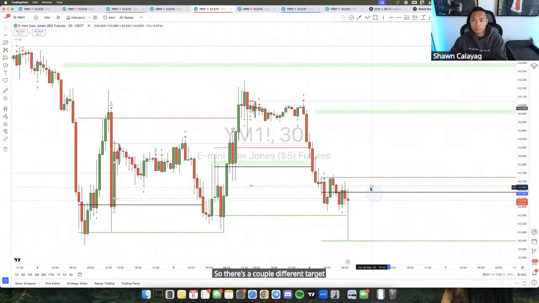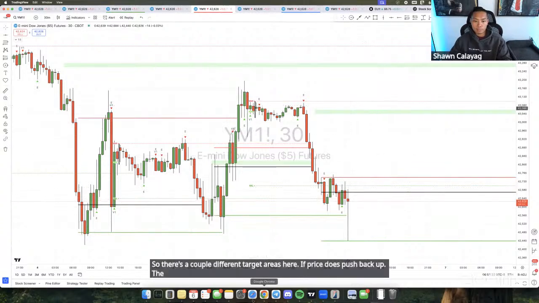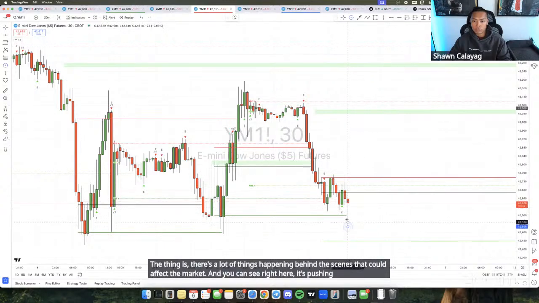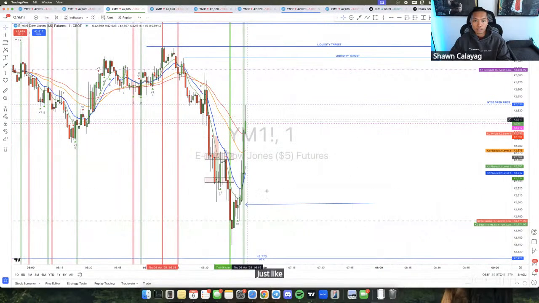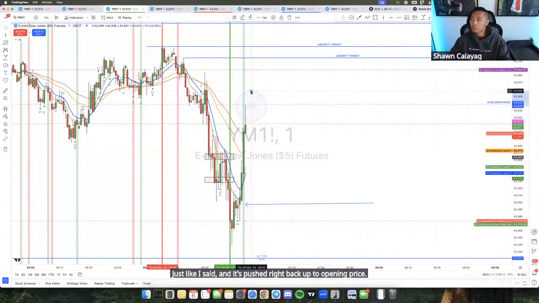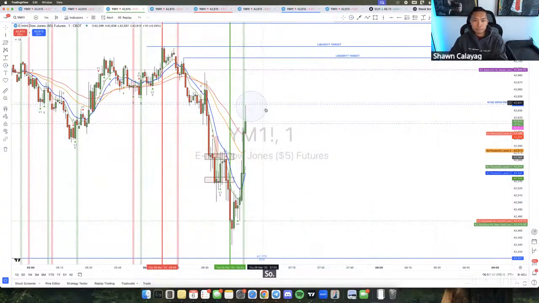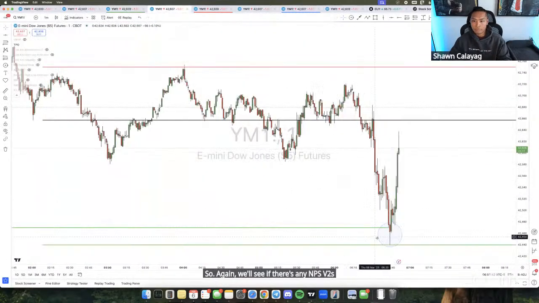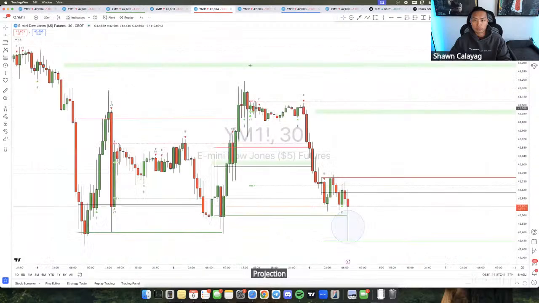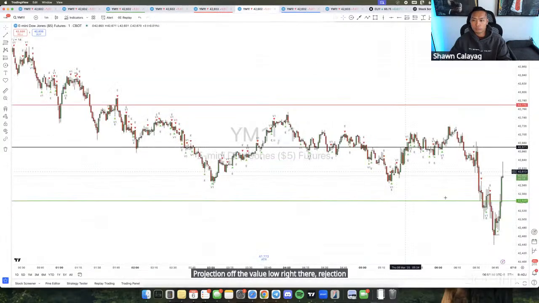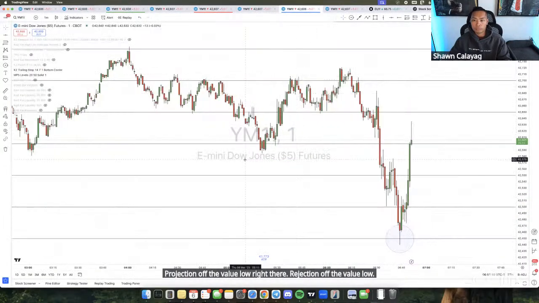If price does push back up, the thing is, there's a lot of things happening behind the scenes that could affect the market. And you can see right here, it's pushing all the way back up, rejection off the value lows, just like I said, and it's pushed right back up to opening price. So again, we'll see if there's any MPS V2s that come up over here. Rejection off the value low right there, rejection off the value low. Green chart over here.